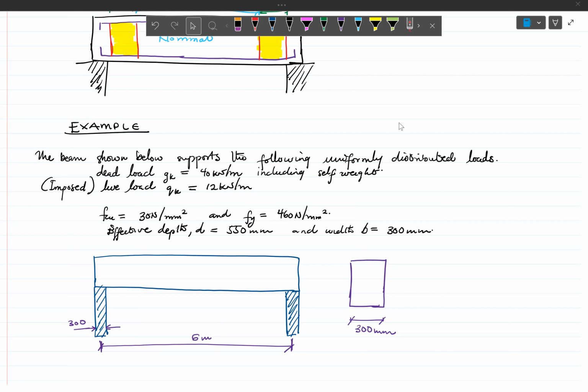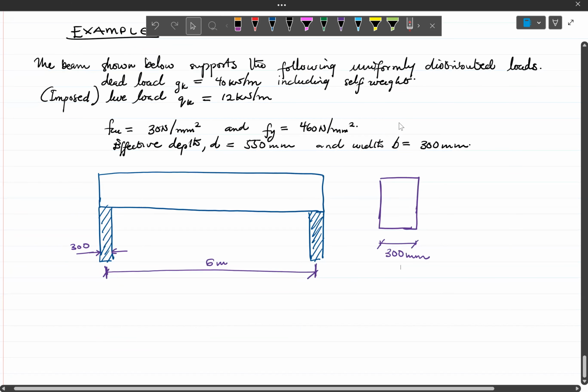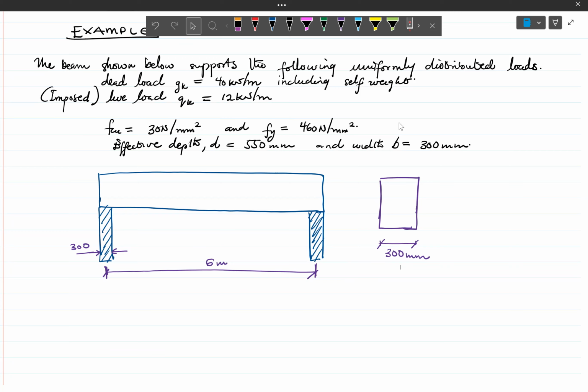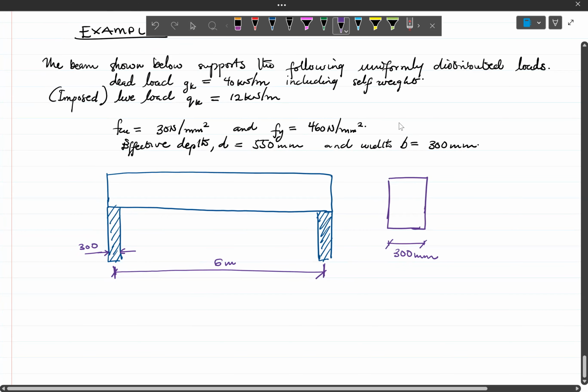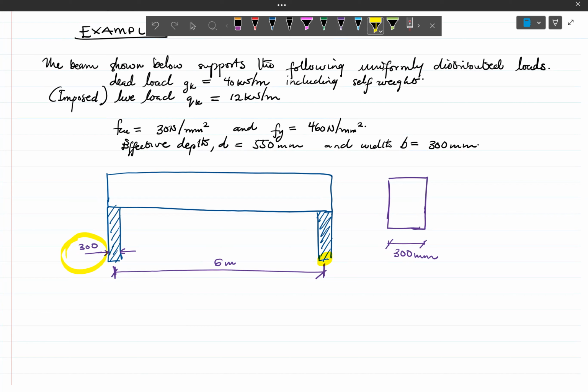Then the span of the beam is 6 meters, right? And usually we take the spans, or we measure spans from the center of the support, right? So if you have a column with a width of 300 millimeters, then it means that we take half of it, which is 150. So that becomes the center of the column, and that's how we measure the spans. Okay. So let's look at how to solve such a problem.